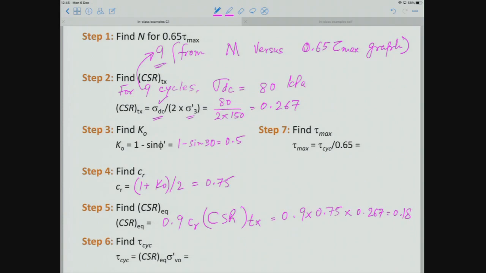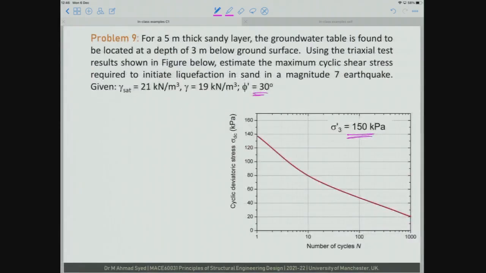Our ultimate aim is to find this, and to find this I need to know what is tau cyclic. To find tau cyclic I need to know what is CSR EQ, and that is what I have found over here. I also need to know what is sigma V naught prime. Now if I go back over here, it says a 5 meter thick sand layer. The groundwater table is found to be located at 3 meters below ground surface. So if I draw this soil profile, it is always helpful to draw a soil profile like this because it tells me what type of soil conditions I am operating in. Now this is a 5 meter thick layer, and the groundwater table is located at 3 meters.